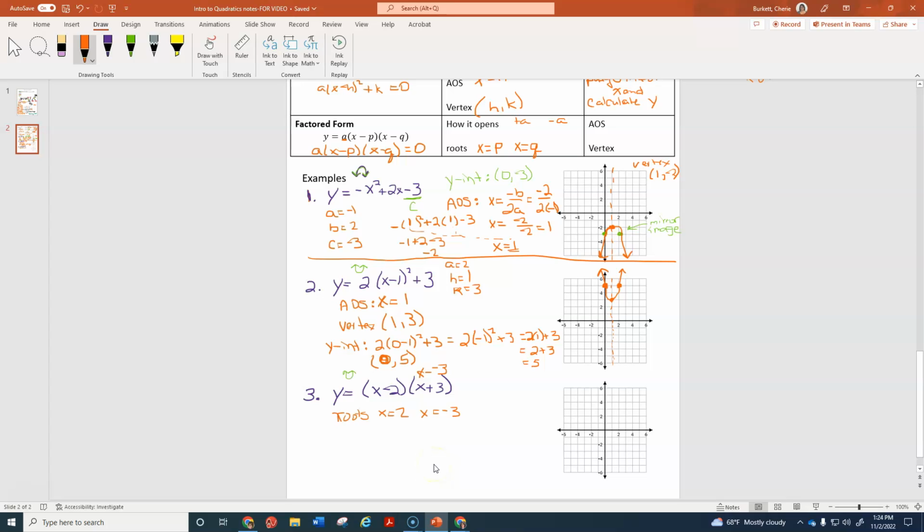So what that means is over here on the x-axis, I know that I'm crossing the x-axis at 2, and I'm crossing the x-axis at negative 3. That's what I know so far.